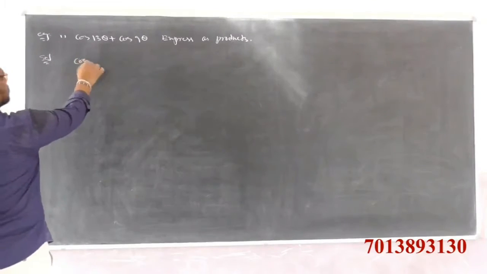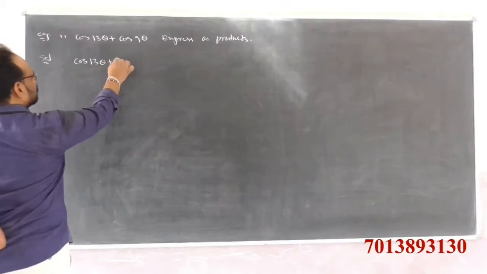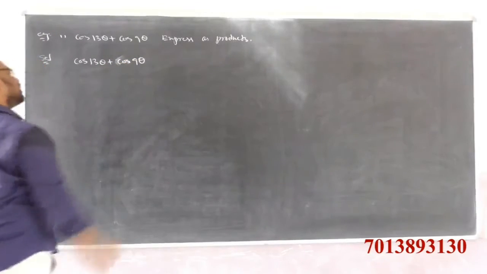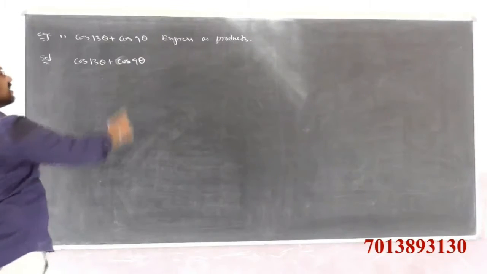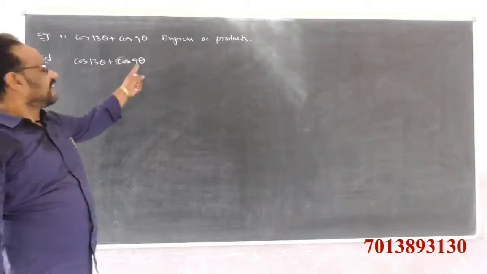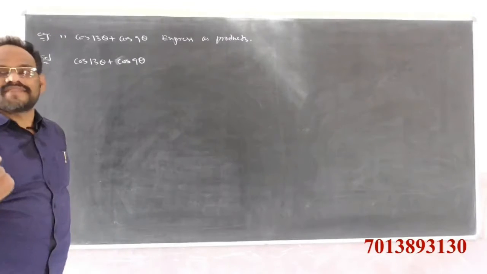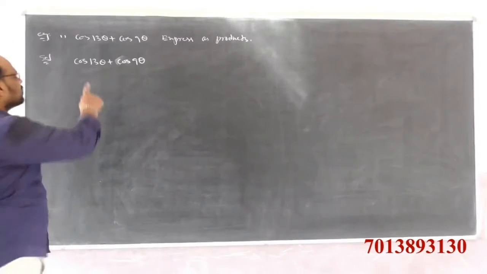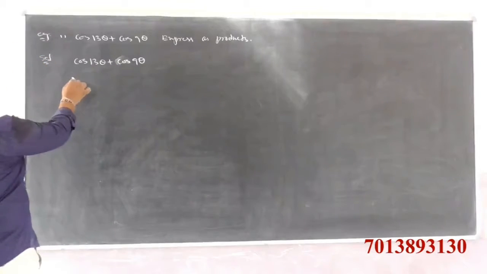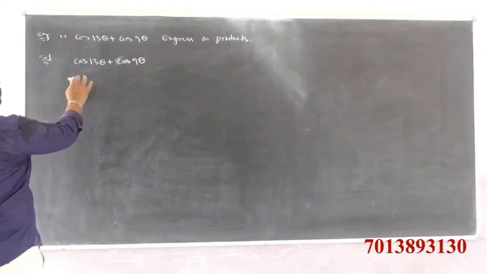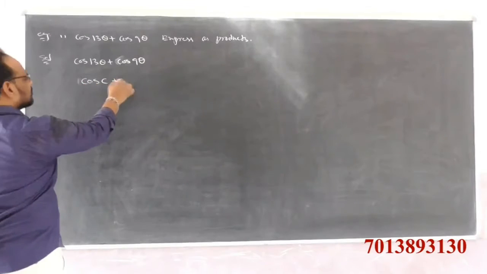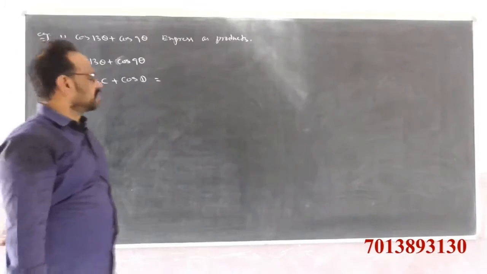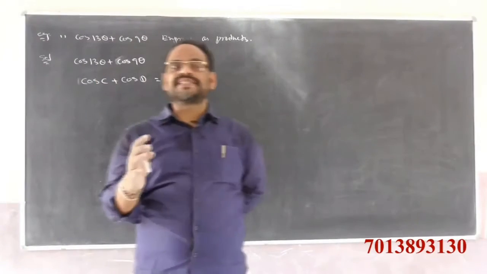Given cos 13 theta plus cos 9 theta. Clearly here 13 theta is there, here 9 theta is there. Clearly it is in the form of cos C plus cos D. Already we discussed this in the previous theorem.